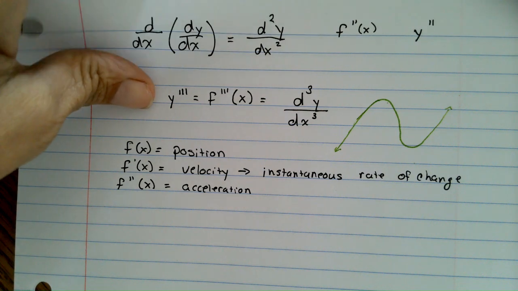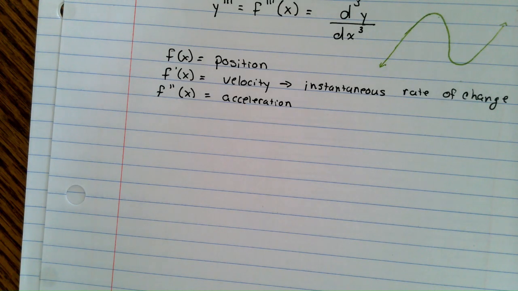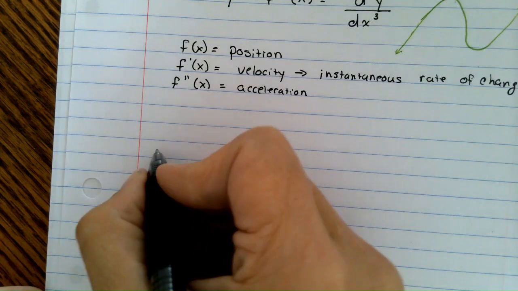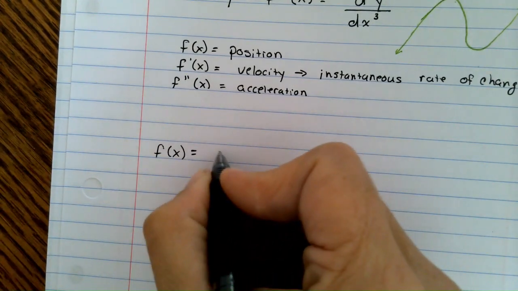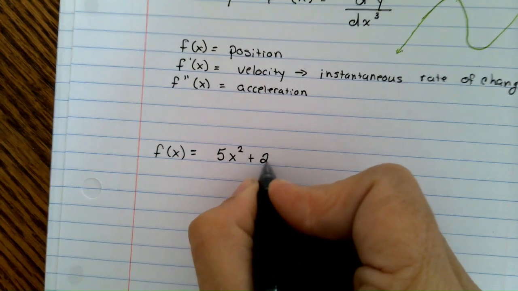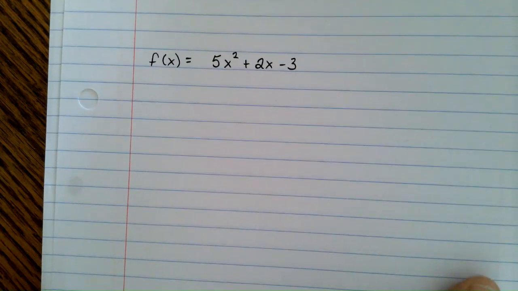So we're just going to take one function and we're going to find the first derivative and the second derivative. And then that's where I'm going to stop for this video. So we're just going to go ahead and start with something somewhat simple. 5x squared plus 2x minus 3. Okay?